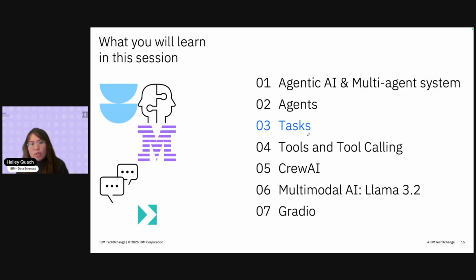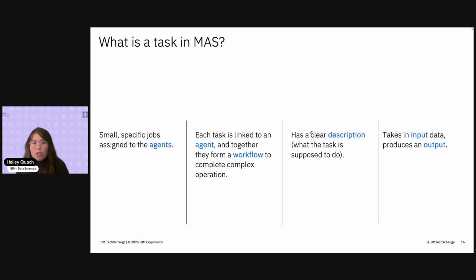The next component of an MAS are the tasks. The tasks are the building blocks of an MAS. Each task is a small, specific job assigned to each agent. Together, the tasks form a workflow to complete a complex operation. And as with any task, it will take in input data and produce output.